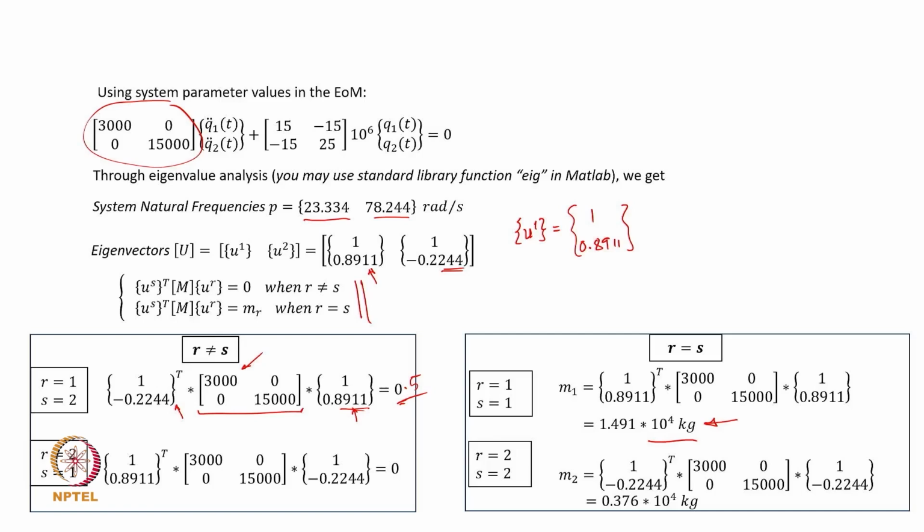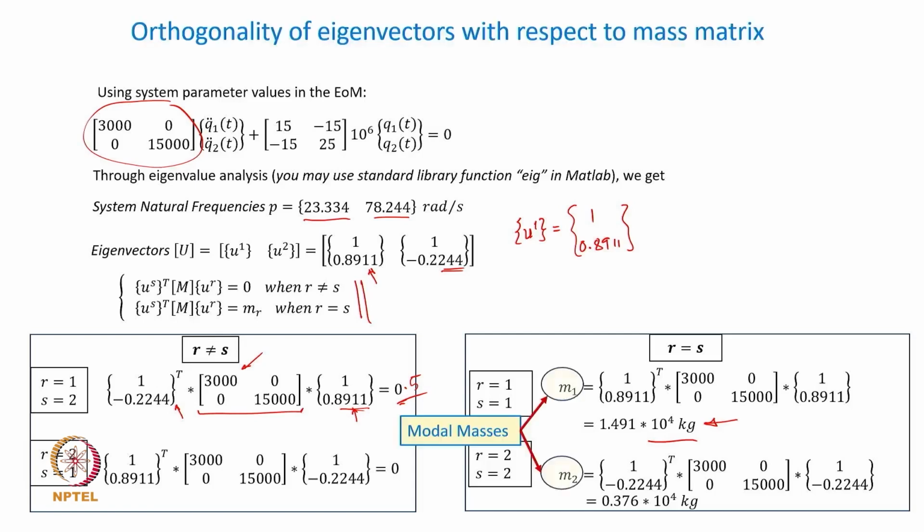Okay. What you get by doing this, you basically get the modal masses. So, the modal mass in the first mode is equal to this value, the modal mass in the second mode is equal to this value, and now you know how to get the orthonormal or mass-normalized modal vectors.